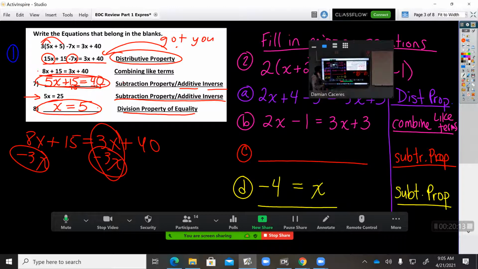Now, I want you to try the next example on your own. I wrote it in instead of having a white and black sheet there, so go ahead and continue on number 2 on your own.